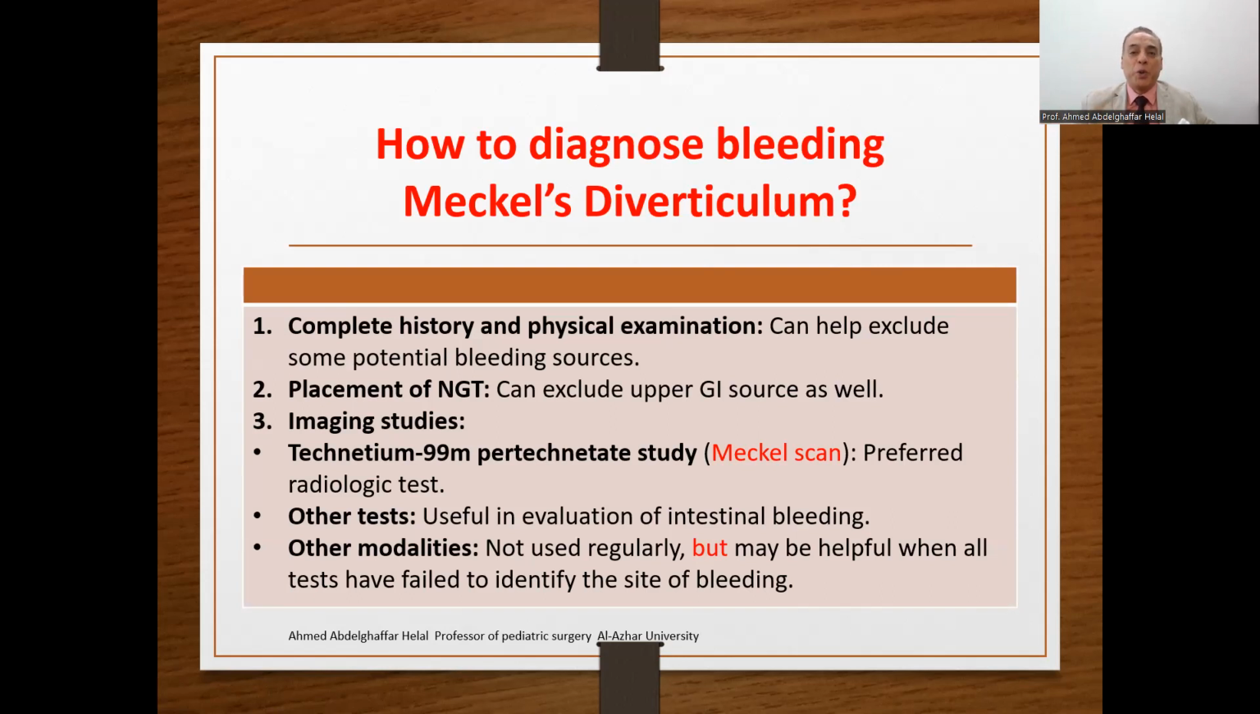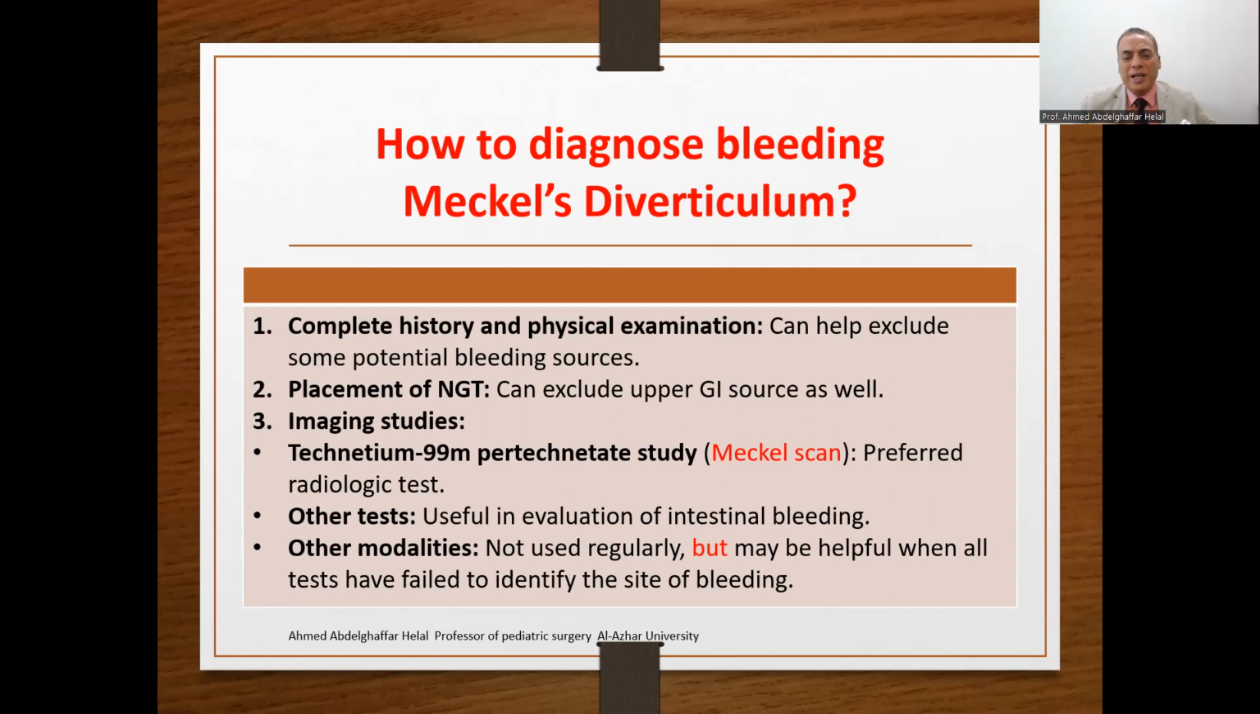It is very essential and very important for all pediatric surgeons and pediatricians to understand how to diagnose. Number one, a complete history and physical examination can help the pediatric surgeon to exclude some potential bleeding sources. Number two, placement of a nasogastric tube can exclude the presence of an upper gastrointestinal tract source for this bleeding. Number three, imaging studies. Very essential. The technetium 99m pertechnetate study, or Meckel scan, is the preferred radiological test. And there are other tests useful in the evaluation of intestinal bleeding, which we'll speak about.